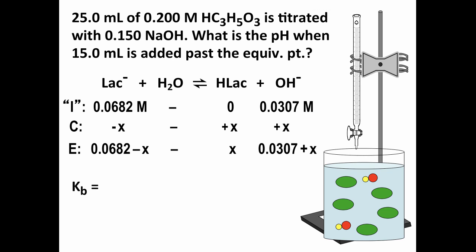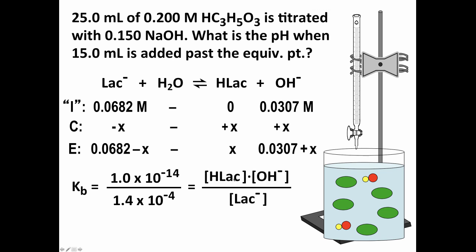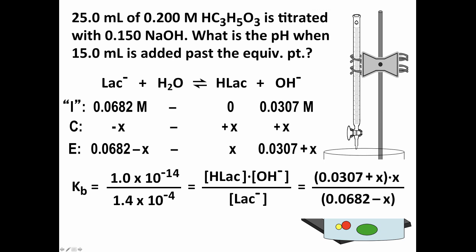We're still dealing with a base equilibrium, so we still use K sub B. That's the lactic acid concentration times the hydroxide concentration over the lactate ion concentration. In terms of X, that's 0.0307 plus X times X over 0.0682 minus X. And solving for X, in this case, gives us 1.6 times 10 to the minus 10th molar. Now note, this X, first of all, it's a very small number, and second, it's what's added to the 0.0307 molar to give us our hydroxide concentration at the end.